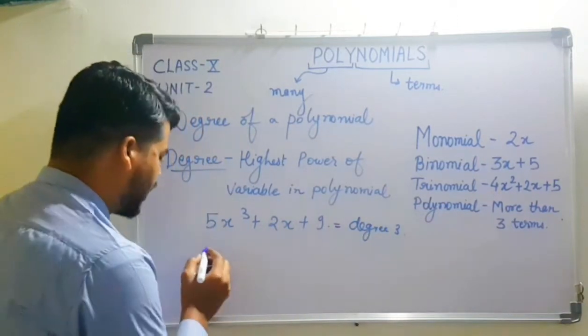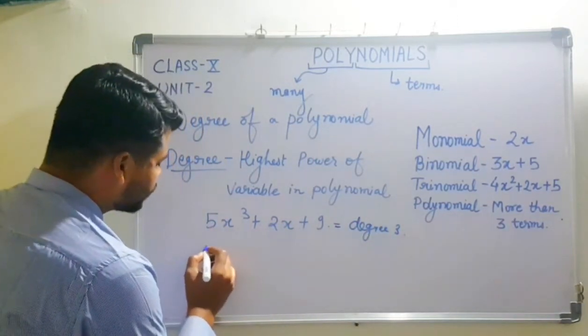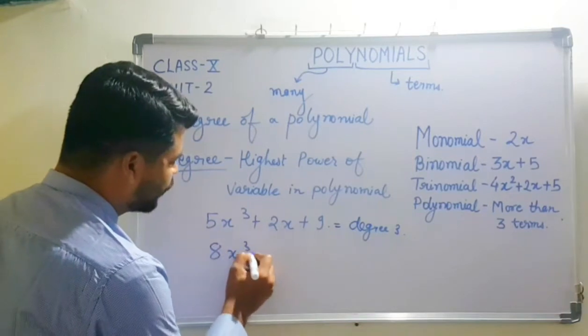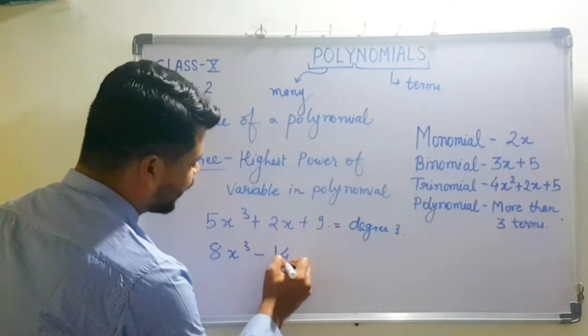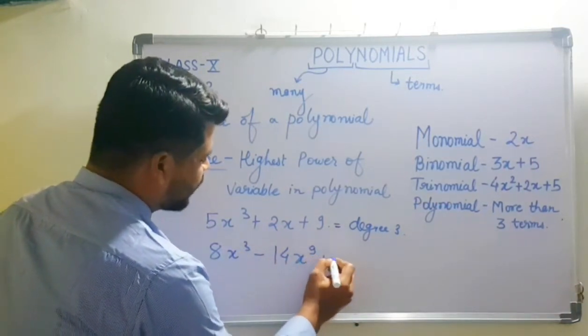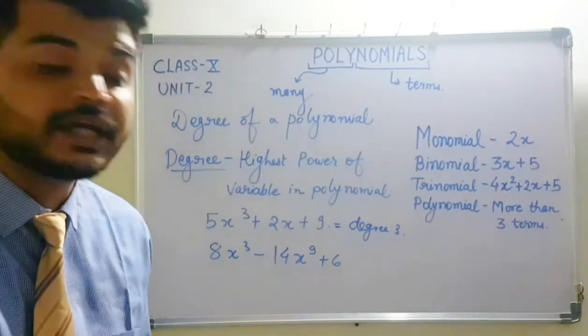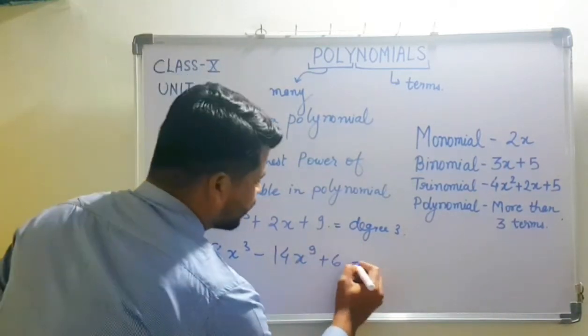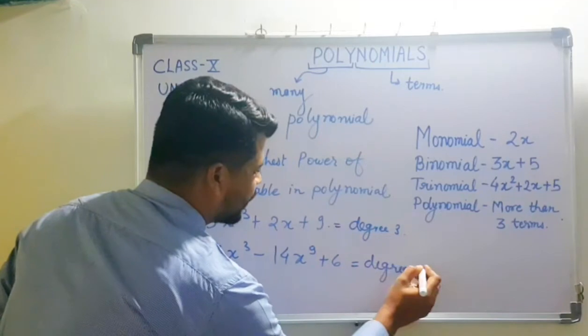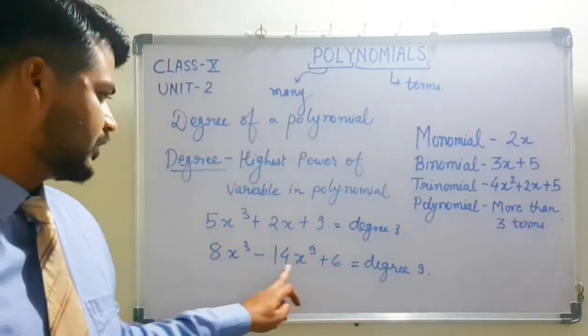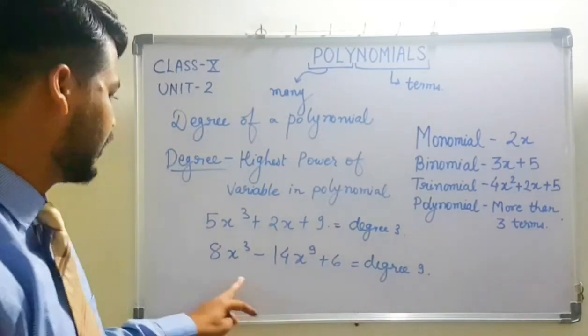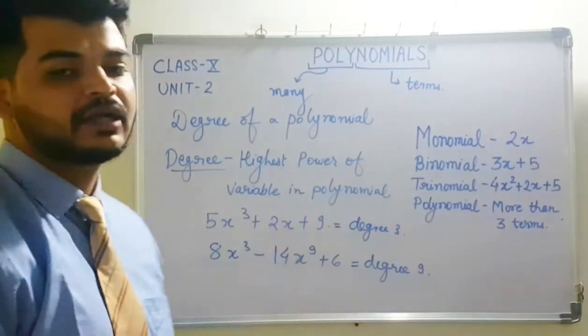Similarly, if I write 8x cube minus 14x to the power 9 plus 6, what will be the degree now? Degree will be 9. Why? Because the highest power of the variable here is 9.